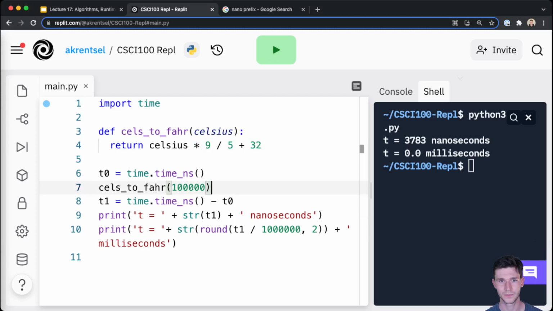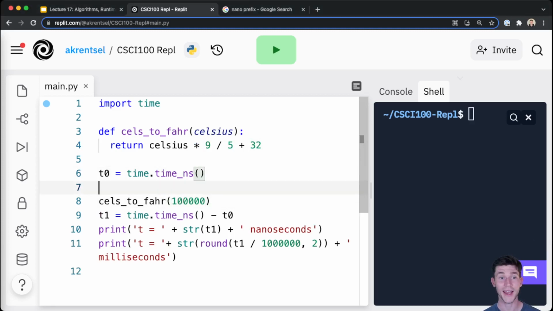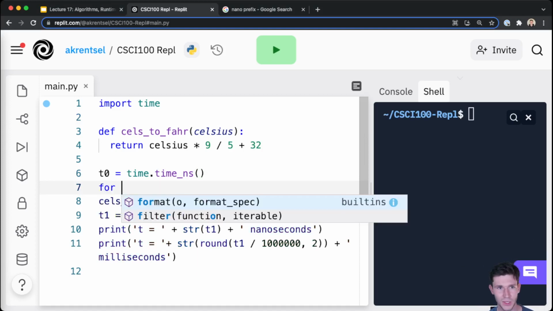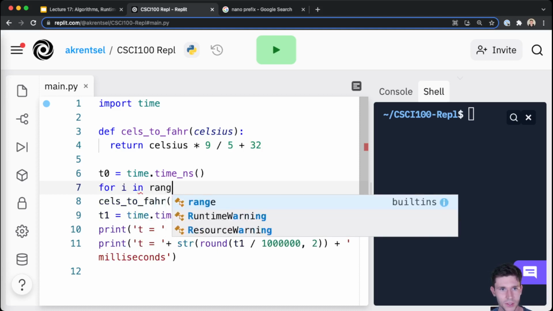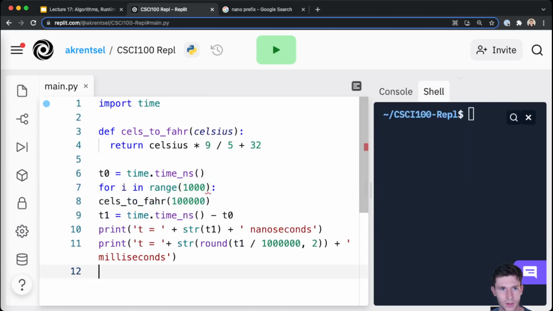So now, if we want to see how this number changes, how long would it take, do you think, if we did this maybe 1,000 times? For i in range 1,000, we're going to call our function Celsius to Fahrenheit. Whoops.